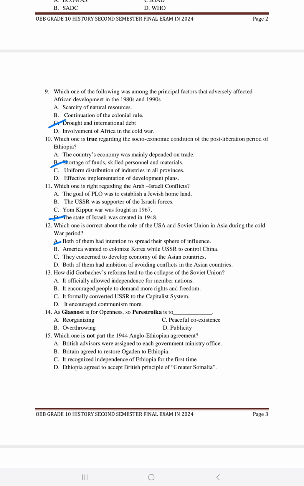So A says it officially allowed independence for member nations. No, not allowed. B, it encouraged people to demand more rights and freedom.